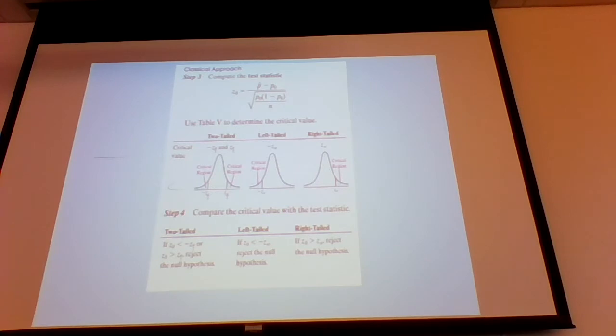P-value is you're comparing probabilities. The classical approach you're comparing Z-values. But your answer is going to be the same. Reject or not reject. And either there is evidence or there is not.